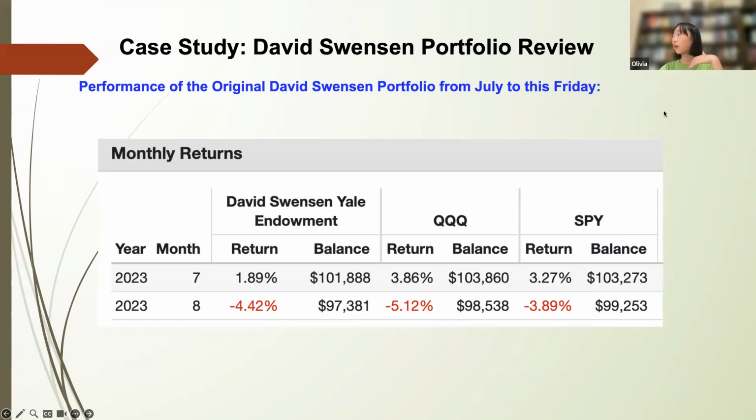So the result for this isn't that significant. If you look at it over a very long term, then it might be really significant. But right now we're just doing a small case study, okay? But you guys can compare your portfolio's performance to the David Swensen portfolio.